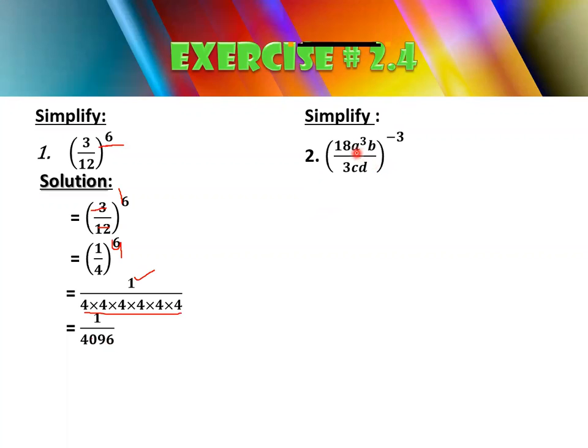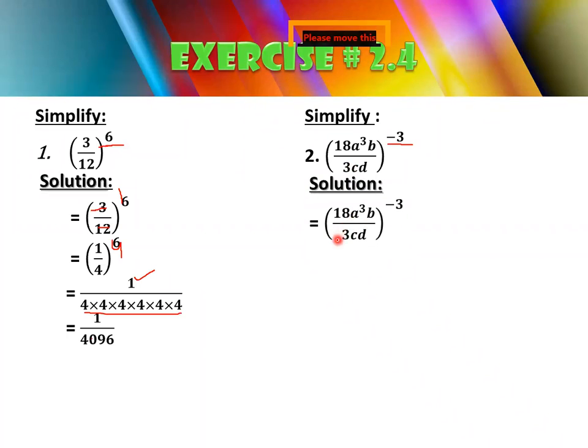As you can see here, your numerator is 18a cube b and the denominator is 3cd, and there is a whole power, that is minus 3. Now how will you cover this minus 3? The exponent is minus 3, so you are going to take the reciprocal of these numbers. But these numbers can also be reduced, so it's up to you. First you can reduce it, or first you can take the reciprocal. What I'm going to do here is simply reduce these numbers.